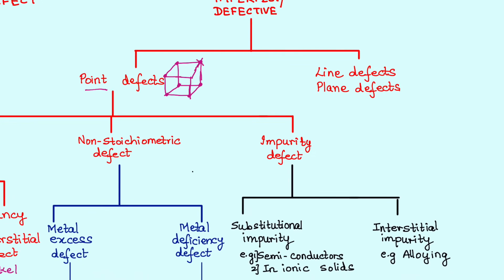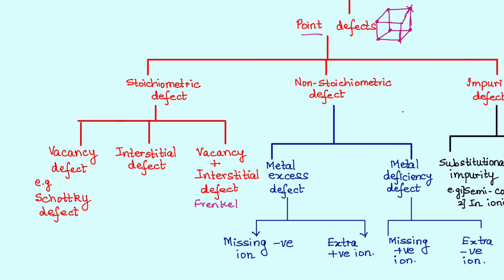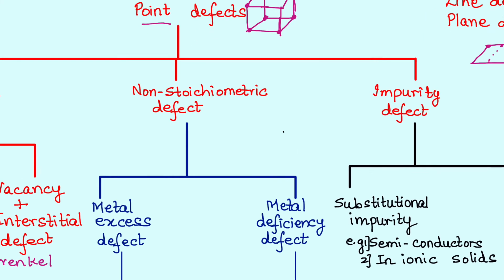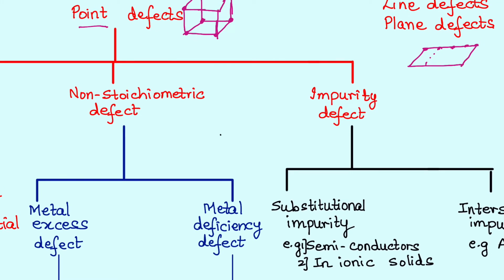The other defects are the line and the plane defects, wherein the entire row of atoms or ions has impurity or some imperfections, or the entire plane is made up of impurities in order to change its properties. Point defects are further classified as stoichiometric, non-stoichiometric and impurity defects.